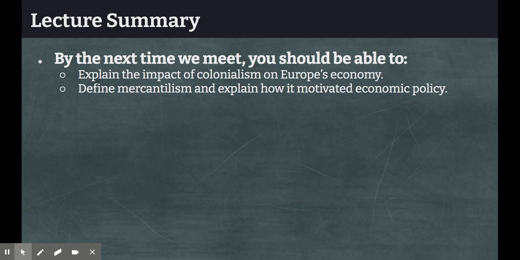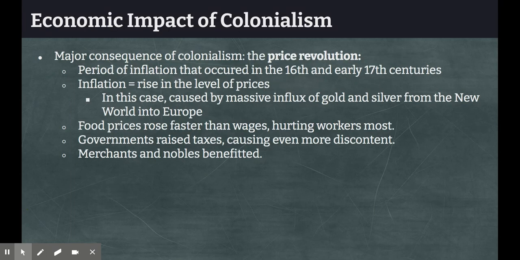All right, so today we're going to look at colonialism from an economic perspective. First, we're going to talk about the impact of colonialism on the European economy, and then we're going to talk about the idea of mercantilism, which is an economic theory, and explain how it motivated policy. All right, so let's talk about the impact first.